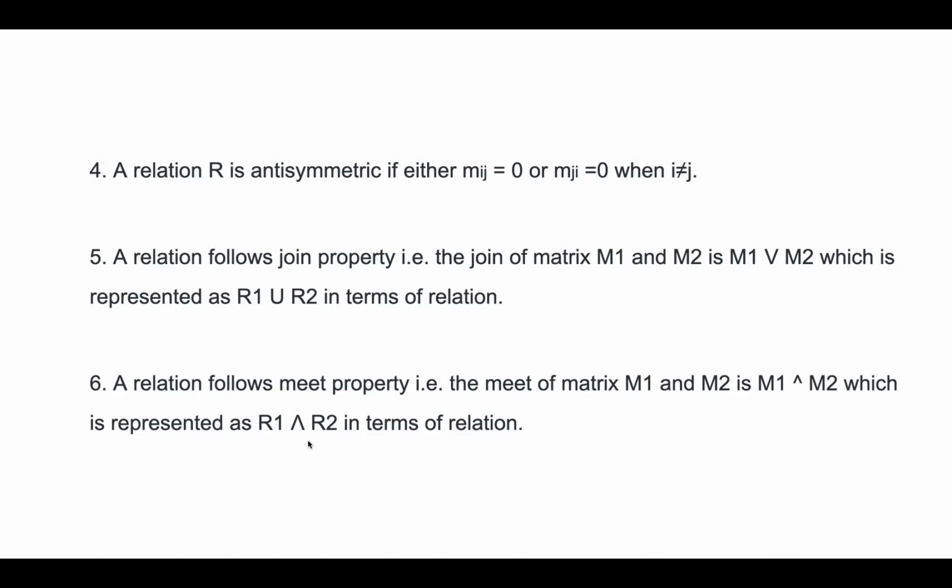So this is given. A relation follows meet property, that is the meet of matrices M1 and M2 is M1 meet M2, which is represented as R1 and R2 in terms of relation. Okay.